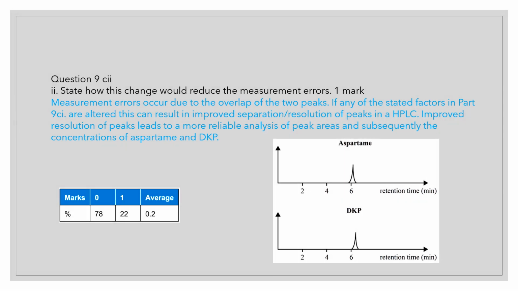Measurement errors occur due to the overlap of the 2 peaks. If any of the stated factors in Part 9c are altered, this can result in improved separation/resolution of peaks in an HPLC. Improved resolution of peaks leads to a more reliable analysis of peak areas and subsequently the concentrations of aspartame and DKP.